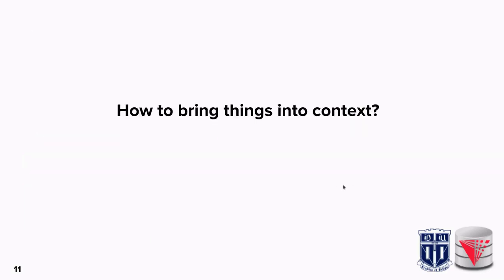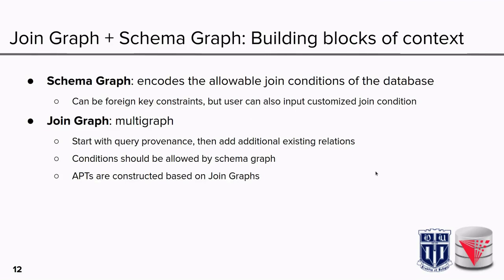So how to bring things into context? To do so, we first introduce 2 definitions that serve as the building blocks of the context. The first one is a schema graph, which encodes the join conditions of the database. Such graph can be as simple as standard foreign key constraints. We also allow user to input customized join conditions.